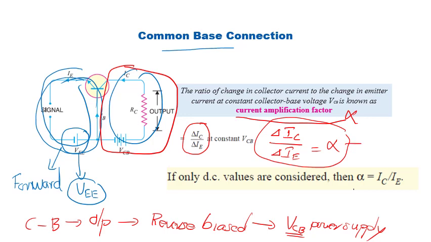This is for the AC signal. If only the DC signal is considered, we can simply say alpha is equal to IC by IE.